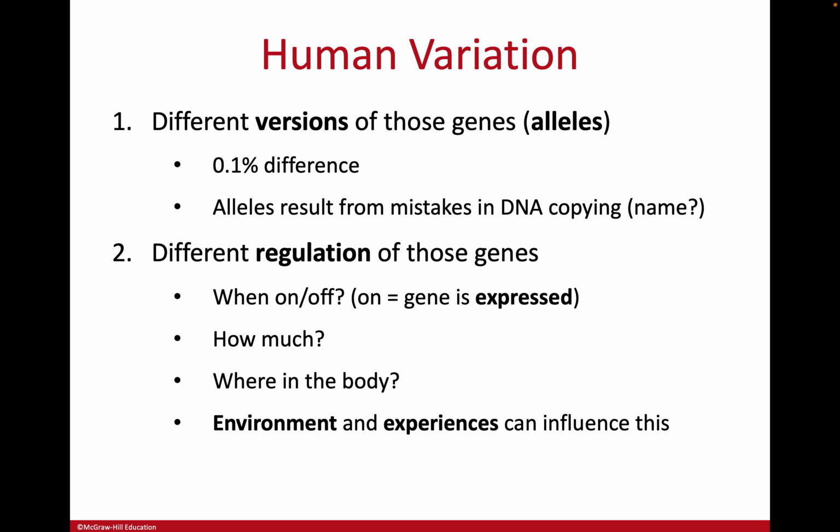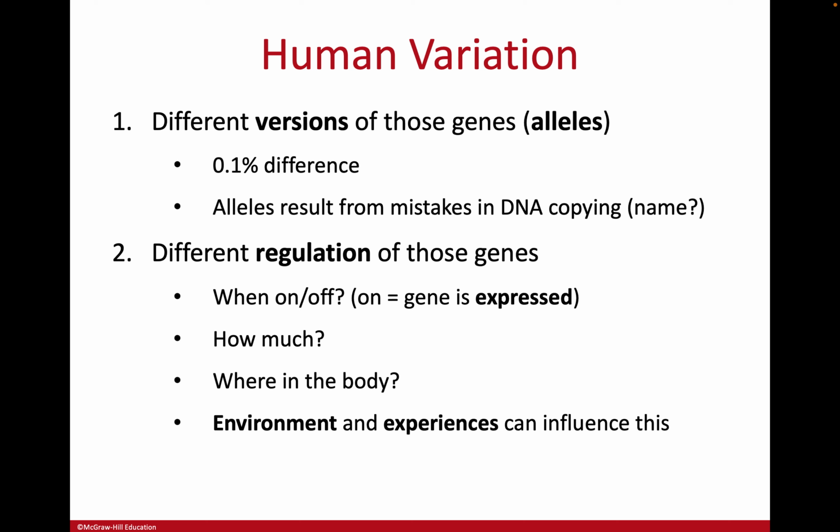And that's because of the few variations we do have, which are called alleles. So alleles are different versions of the genes. So it's that 0.1% difference between individuals in the human population. Alleles result from mistakes in DNA copying during S phase of DNA replication. Those are called mutations, the mistake. Now, mutations are not good or bad. They can be neutral or they can have an effect.